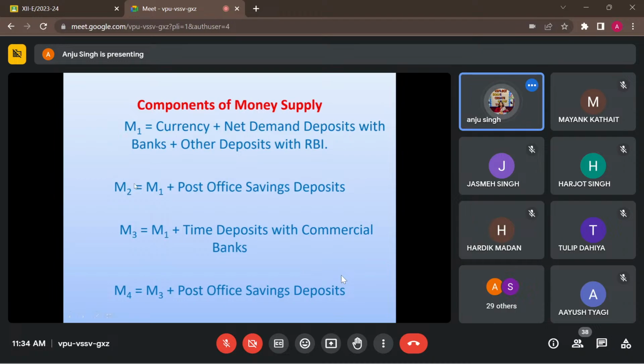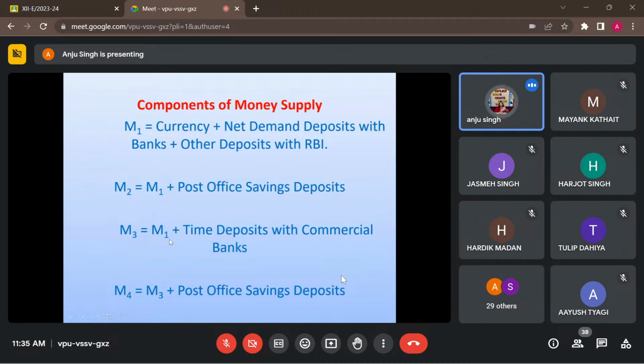M2, when we move to a little less fluidic money. And children, M1 is called the high powered money, because it's the most liquid form. Now, when we add more ways in which money is available in the economy in circulation, we go to M1 definitely, and post office saving deposits. So these are the saving deposit accounts in the post office.